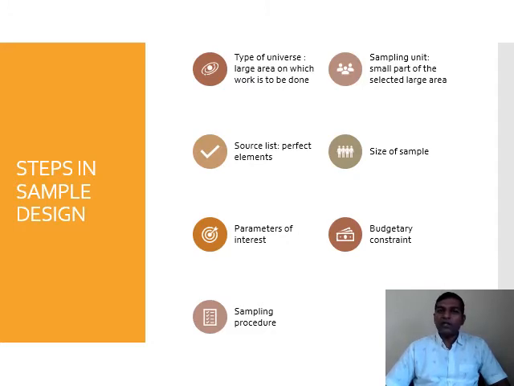So this is known as the sampling unit. Then the source list, the perfect elements that we are going to choose. If we are supposed to work on only school-going children, then the source from where we are going to collect is the schools, from where we can get the data. So this is how we define for which particular region, which particular area we are going to focus on.